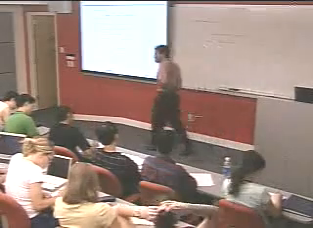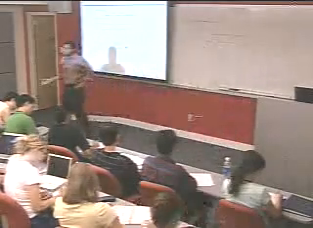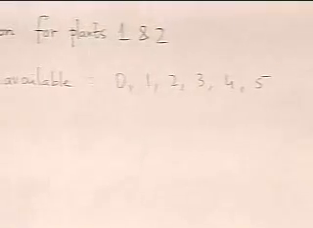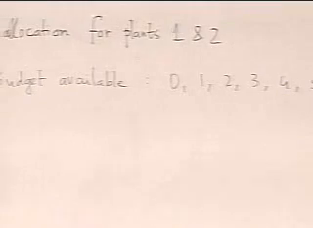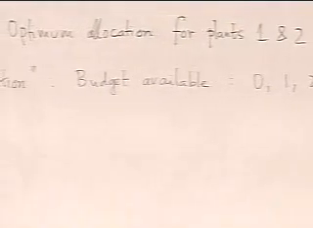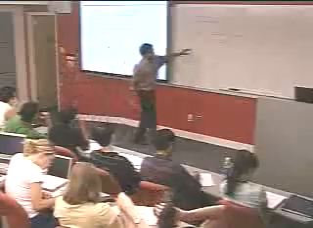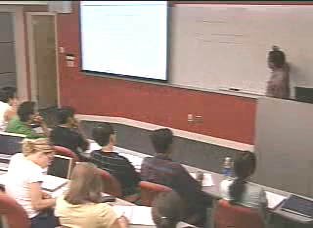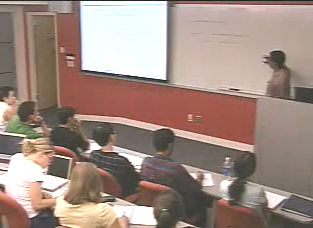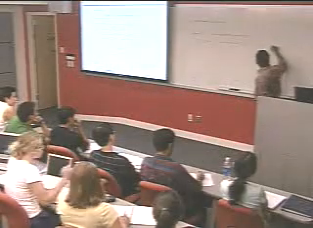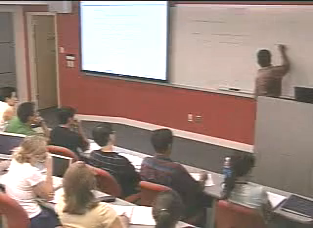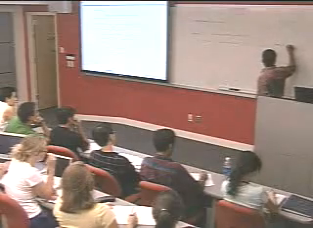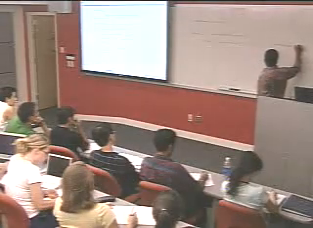Why do I stop at 5? Because that's the total budget available for all 3 plants. So the maximum budget that can be available for plants 1 and 2 can be at most 5. All right? So this is a crucial part in dynamic programming. Remember this, and when we criticize dynamic programming after I've shown you a bunch of examples, this story will come in. We have to solve the problem for a number of states.